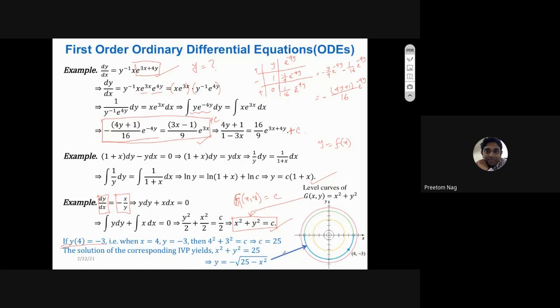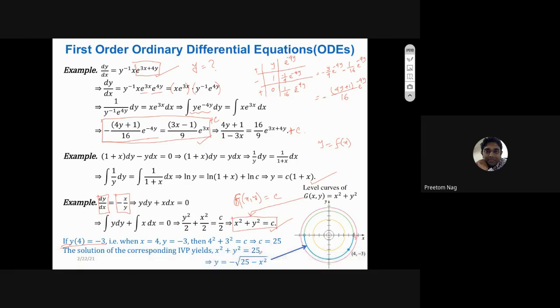equals c equals 25. That means the radius here is 5: 1, 2, 3, 4, 5. Yes, this point is 5. The radius here is 5. And the solution of the corresponding initial value problem is x square plus y square equals 25 and y equals minus square root of 25 minus x square.